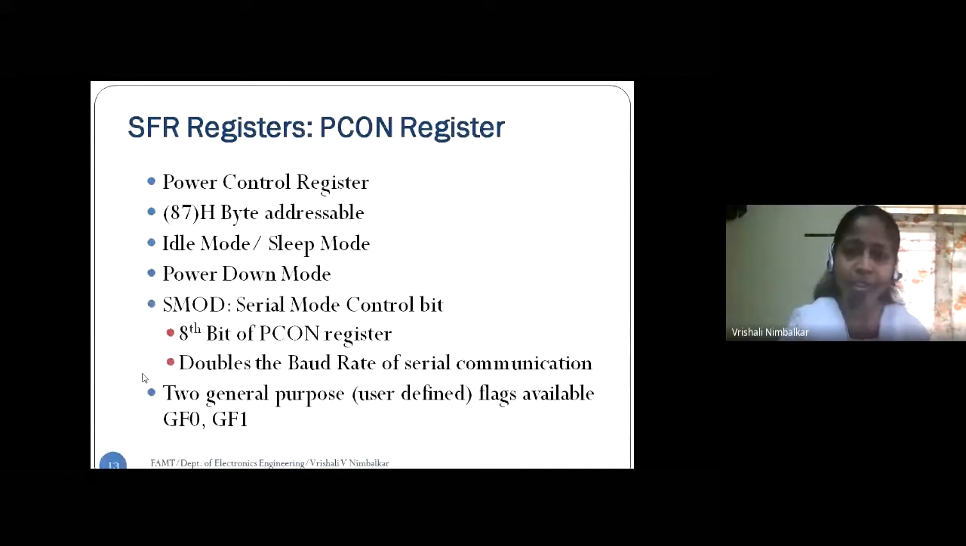Usually by default, the SMOD bit is 0, logic 0. Meaning whatever baud rate the SCON register has set up, the same baud rate is used throughout the program, right? So by default, the logic of the SMOD bit is logic 0, right? Whereas we can make it 1 to double the baud rate used during serial communication. Okay.